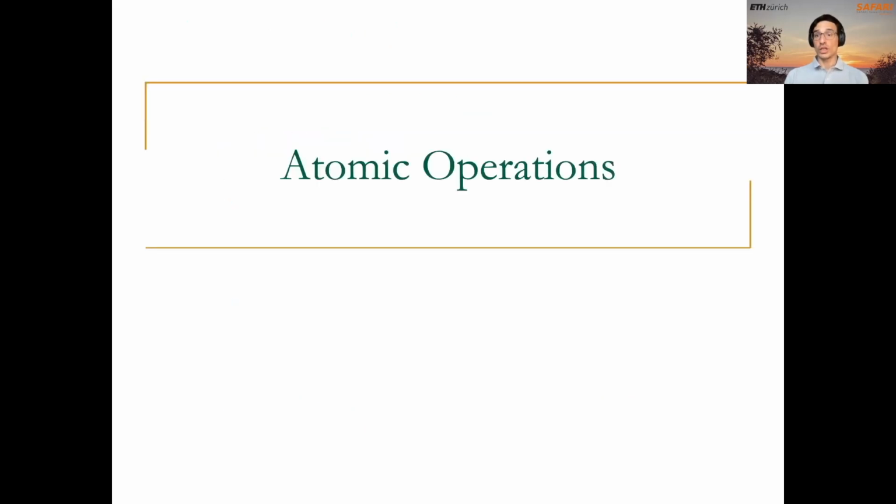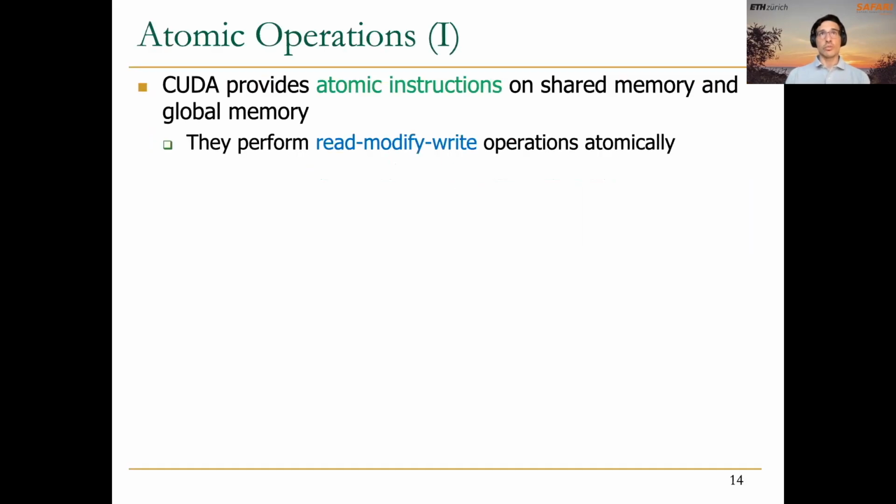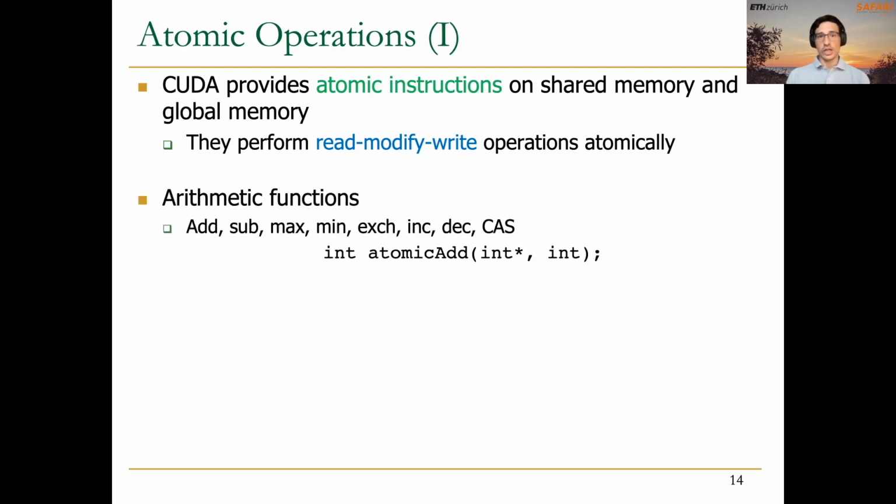Remember as well that we introduced the atomic operations in a previous lecture. Let me very briefly remind you what they are and how we can use them, because we need them for histogram generation, or histogram calculation, which is the parallel primitive that we are covering in this lecture. Remember that CUDA provides atomic instructions on shared memory and global memory, and they perform a read-modify-write operation atomically. Here you can see an example.